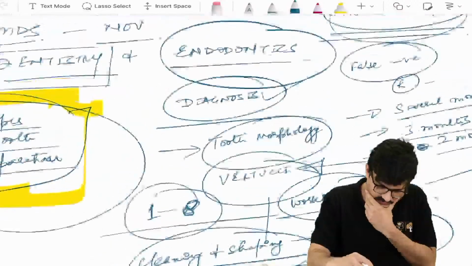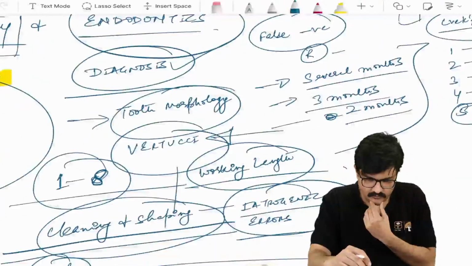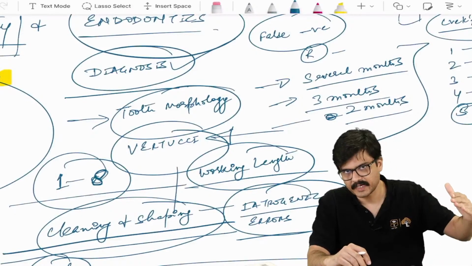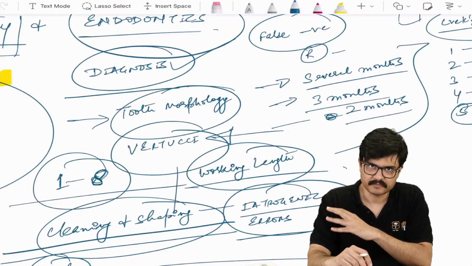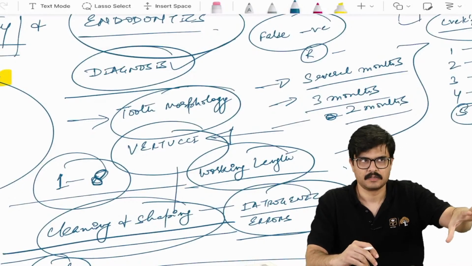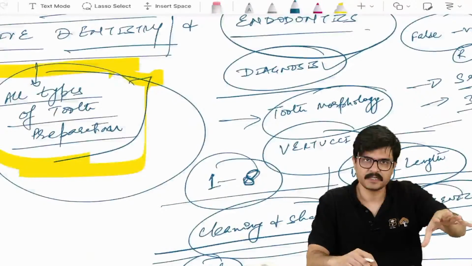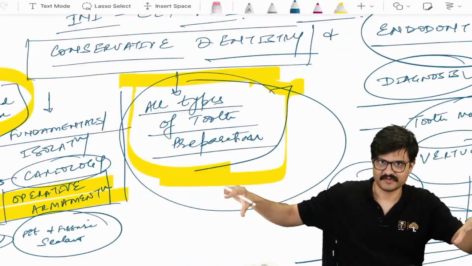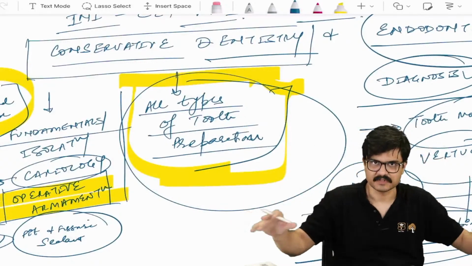And in cons and endo, yes, you will get image-based questions. You will get questions across various topics, starting from the karyology, the first few chapters of Sturdivant, from fundamentals of tooth preparation to karyology to traumatology of endodontics. So it's a huge spectrum to cover.